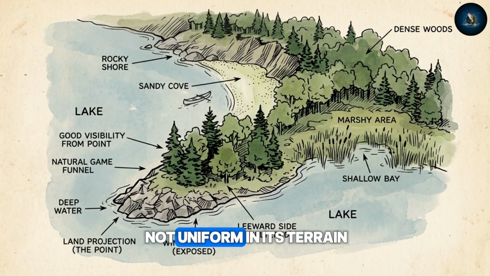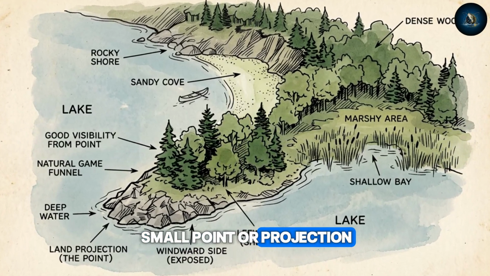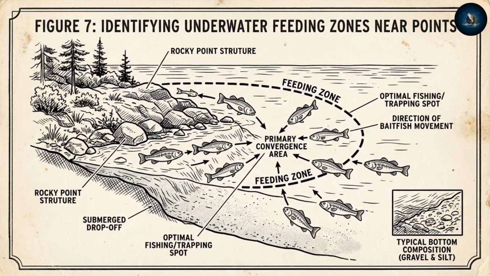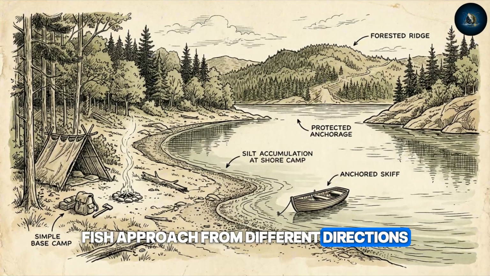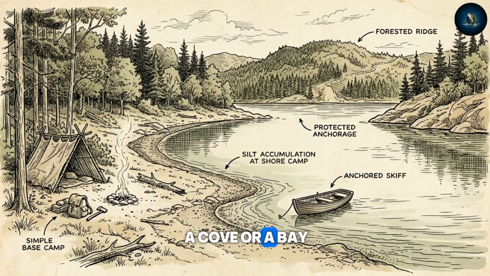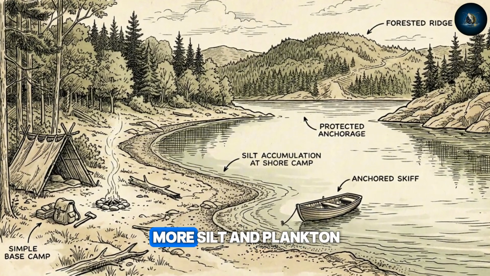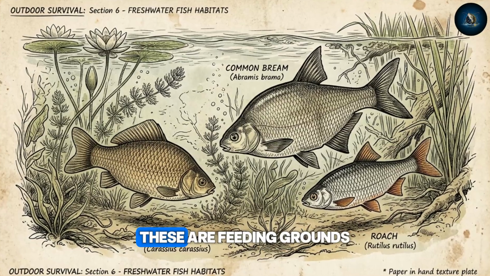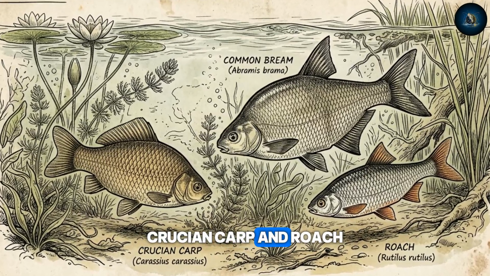Finally, the shore is not uniform in its terrain. Where it forms a small point or projection, there is water on both sides. The feeding zone is wider. Fish approach from different directions. Where the shore forms a cove or a bay, the water is calmer, there are fewer waves and more silt and plankton. These are feeding grounds for peaceful fish like bream, crucian carp, and roach.